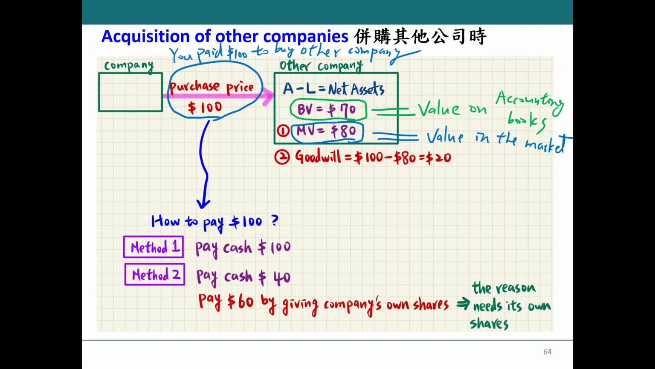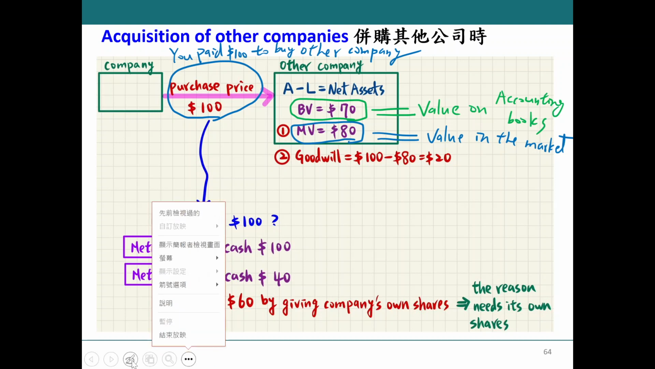But do you know how much the location is worth? It's impossible to measure the value. Okay? So many important assets cannot be measured. So that's why your company is willing to pay a higher value, $20 more, to buy this company, because you want to buy their location, for example, or like what? Employee loyalty, important or not? 员工忠诚度, important or not? Very important. How much? You cannot measure it. So for this kind of thing, that's why they are willing to pay $20 more.